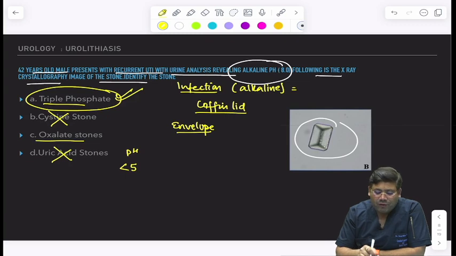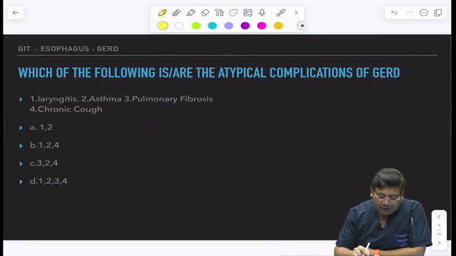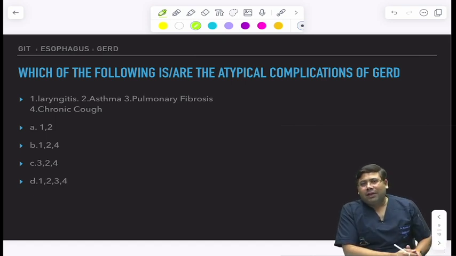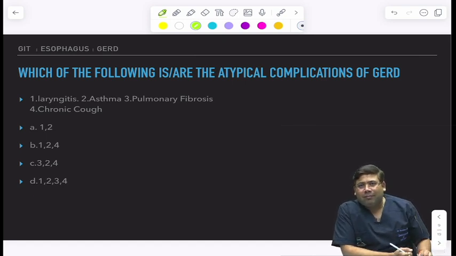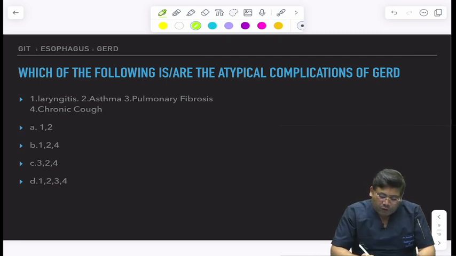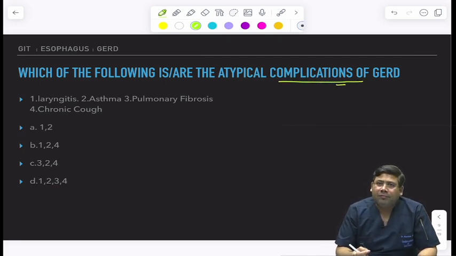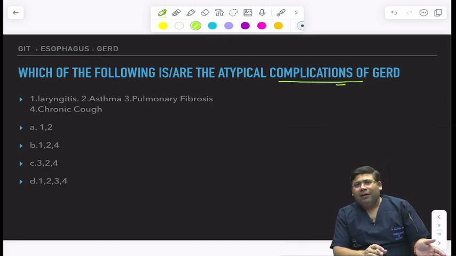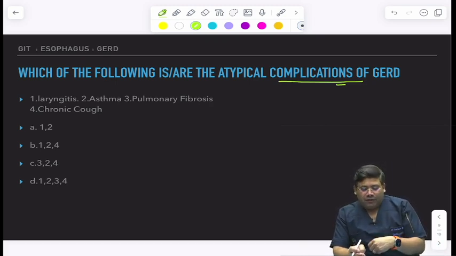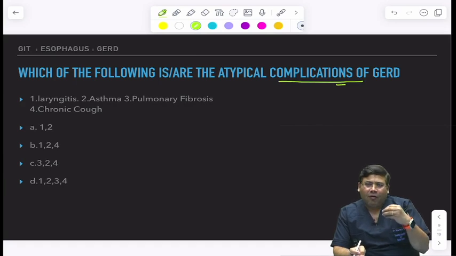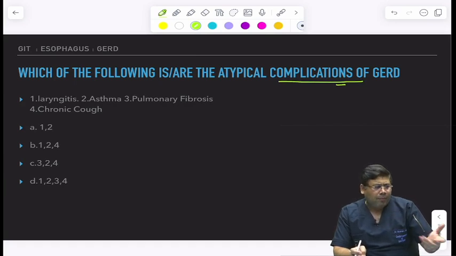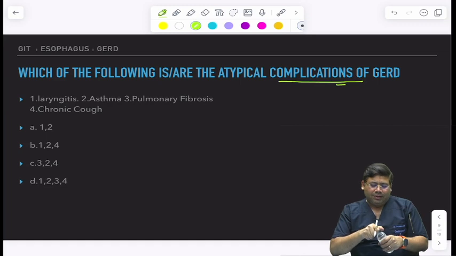Is this clear to everyone? So you have to correlate the things. Anyways, there was a question again from the esophagus. This time we saw the maximum questions in GIT. Which of the following is or are atypical complications of GERD? GERD and motility disorder, both have been covered. What do we mean by atypical complications of GERD? Let us understand.